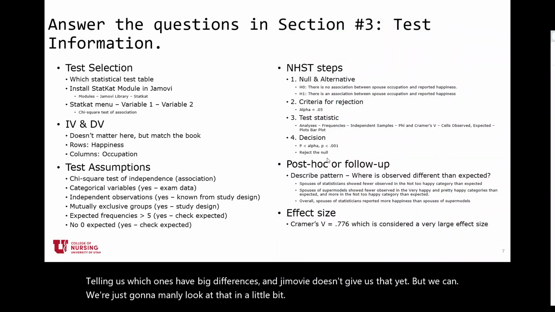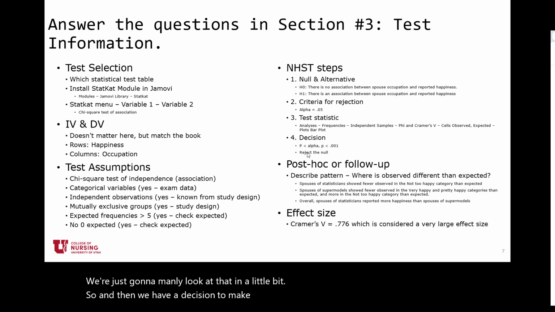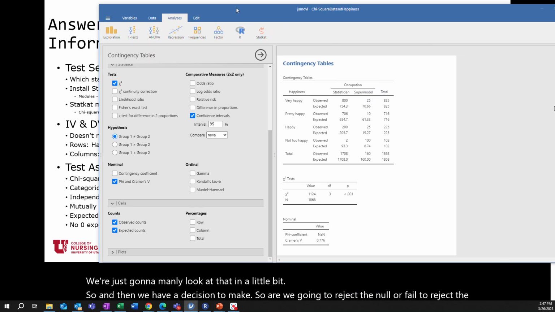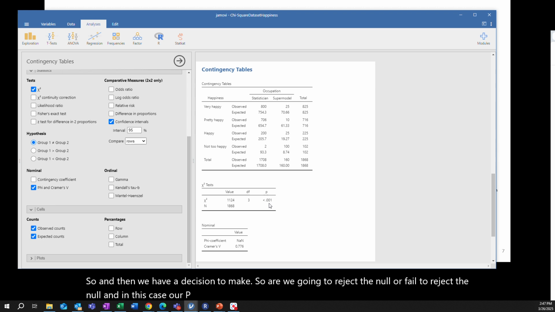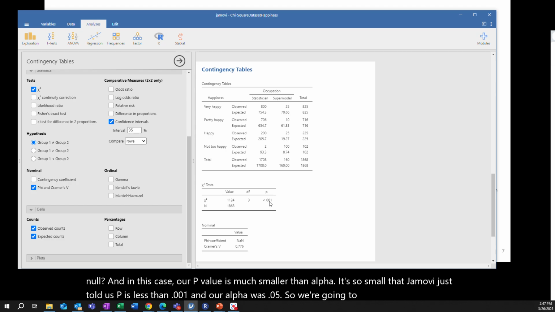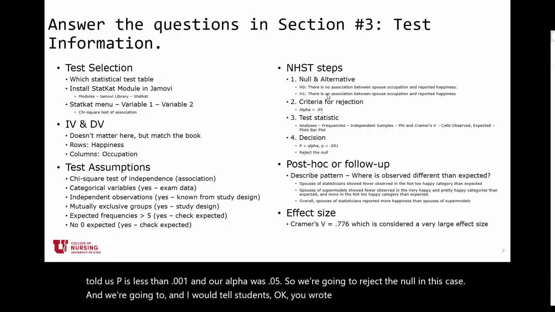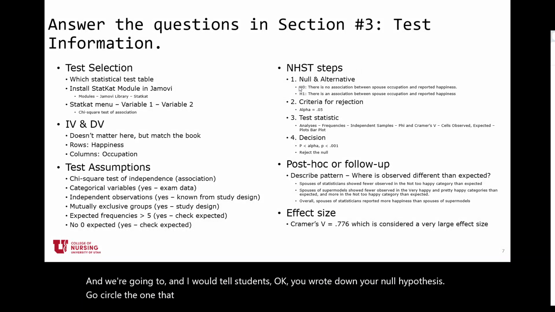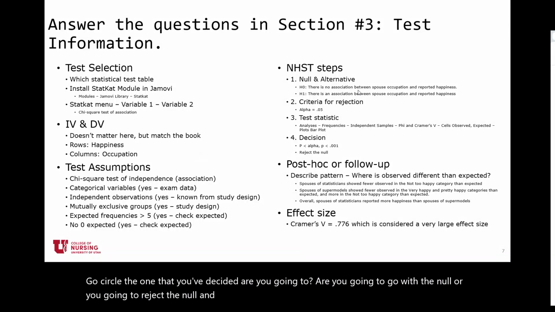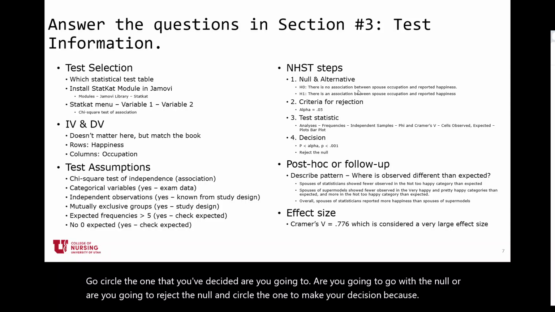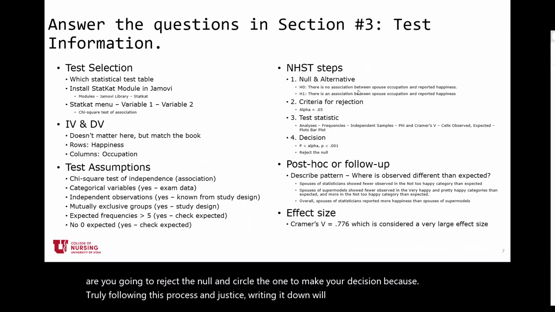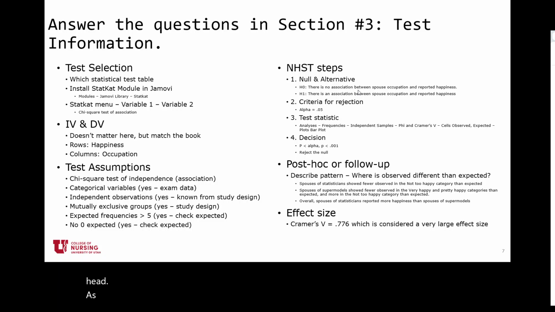Okay, and then we have a decision to make. So are we going to reject the null or fail to reject the null? And in this case, our p-value is much smaller than alpha. It's so small that Jamovi just told us p is less than 0.001, and our alpha was 0.05. So we're going to reject the null in this case. And I would tell students, okay, you wrote down your null hypothesis, go circle the one that you've decided. Are you going to go with the null, or are you going to reject the null? Circle the one to make your decision. Because truly following this process and just writing it down will help you keep it straight in your head as you're learning to get used to this.